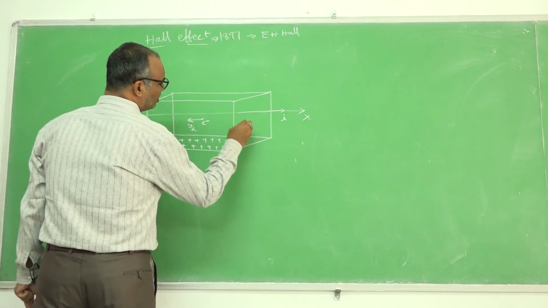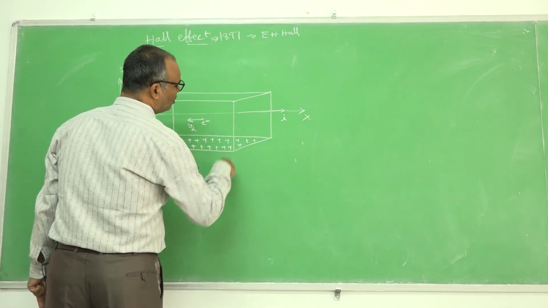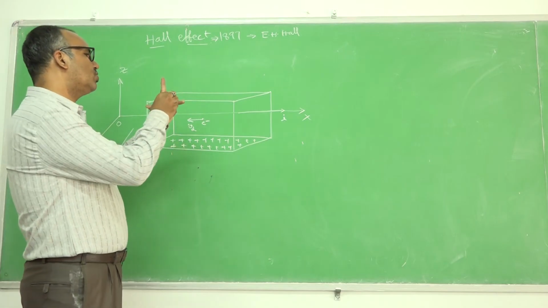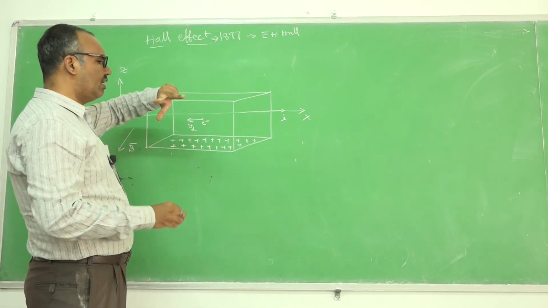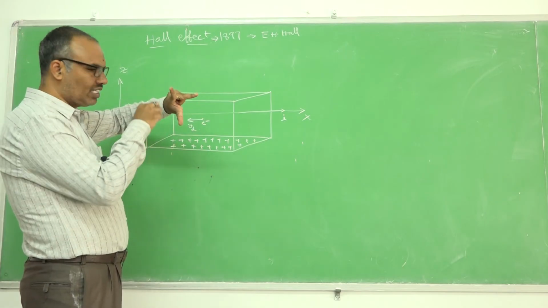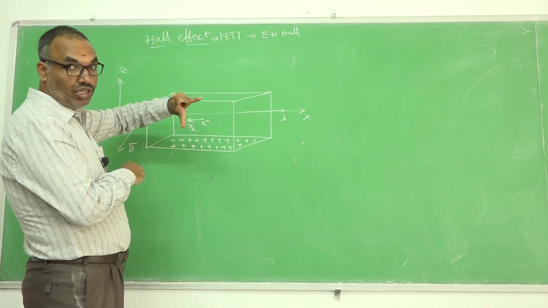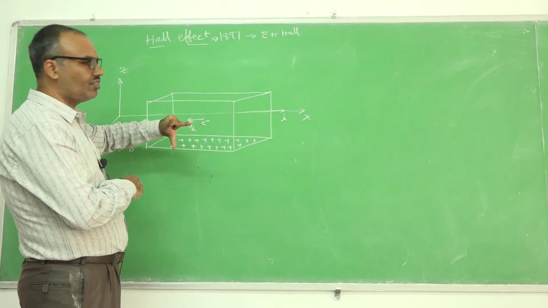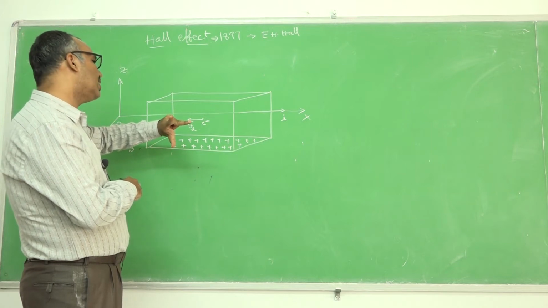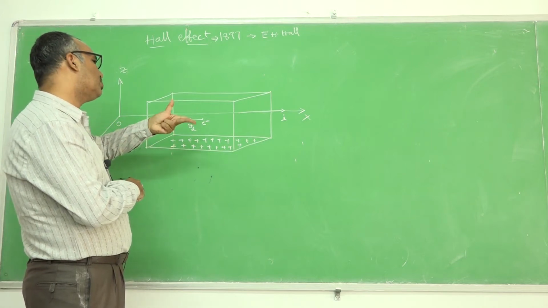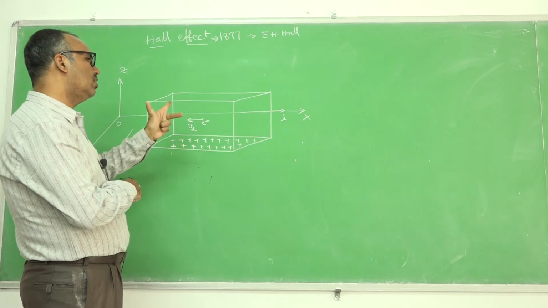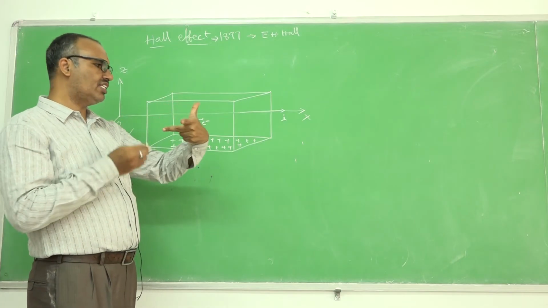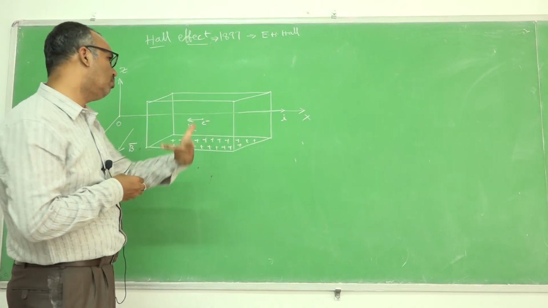Electron current is opposite to conventional current. If conventional current is going like this and the magnetic field is like this, the force is like this on the positively charged particles. Negatively charged particles will experience force in the same way. The current is like this, the magnetic field is like this, so the force will be upwards.